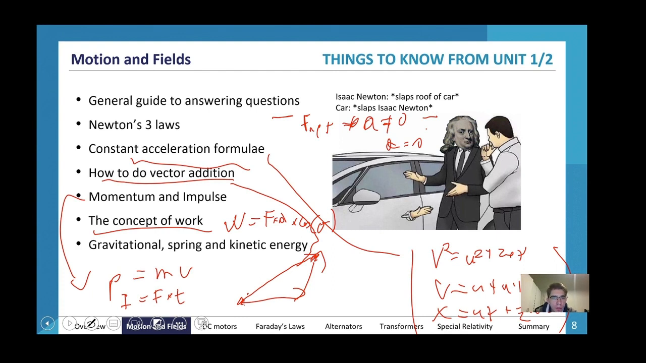How about gravitational, spring, and kinetic energy? You just need to remember the general formulas: gravitational potential energy, which is equal to mgh, spring potential energy, which is equal to half k delta x squared, and kinetic energy, which is equal to half mv squared.